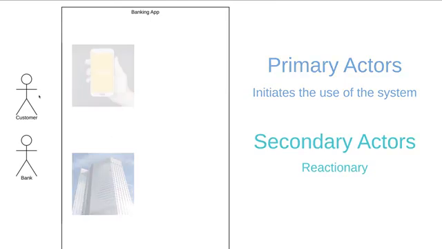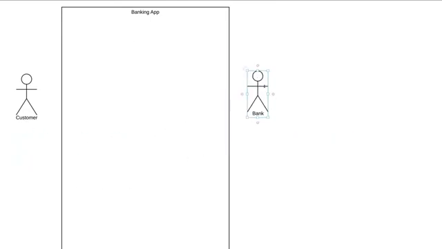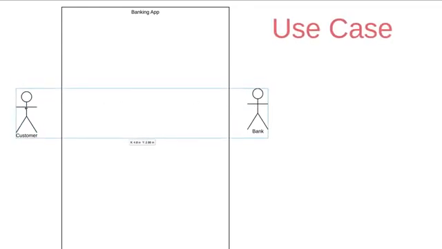Primary actors should be to the left of the system, and secondary actors should be to the right. This just visually reinforces the fact that customer engages with the banking app and then the bank reacts. The next element is a use case, and this is where you really start to describe what our system does.